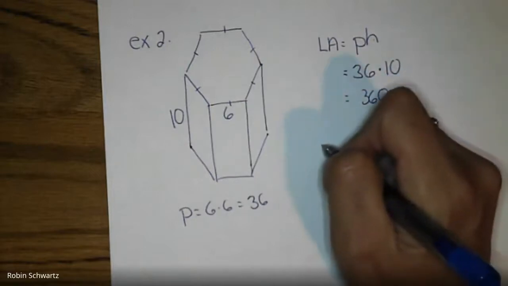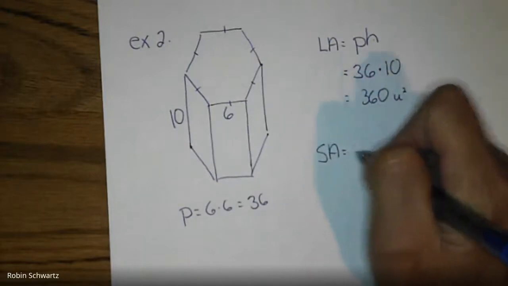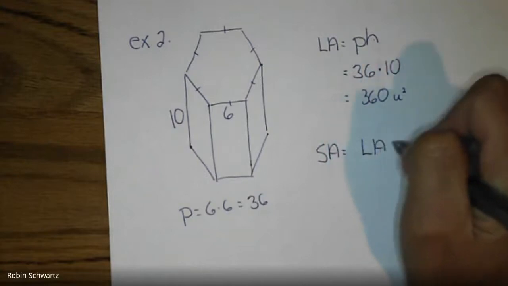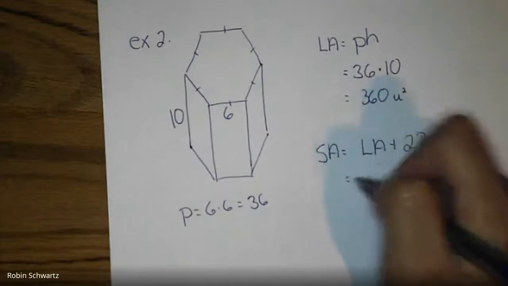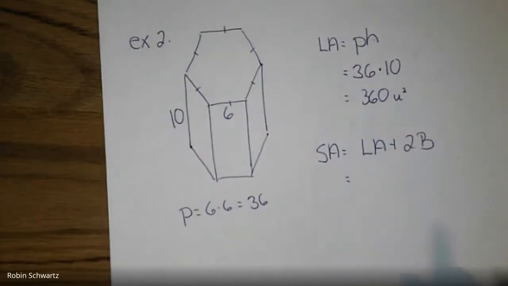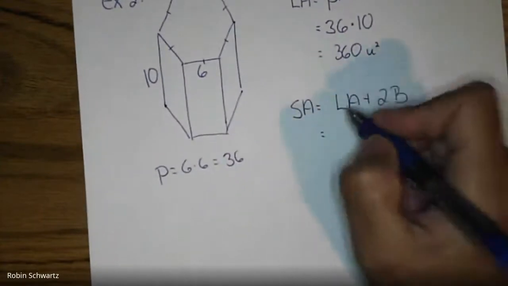Now here's where the work comes in. Surface area is LA plus 2 base areas. Well, we've already done the work there. I'm just going to substitute 360.